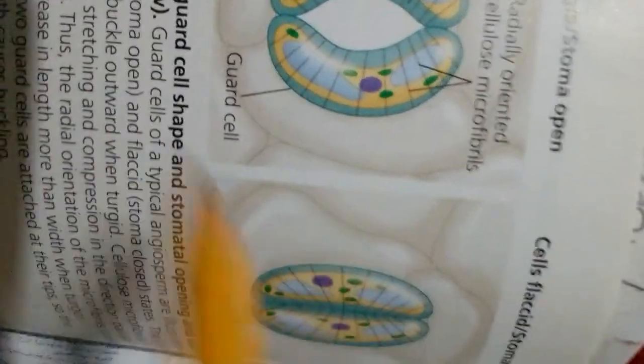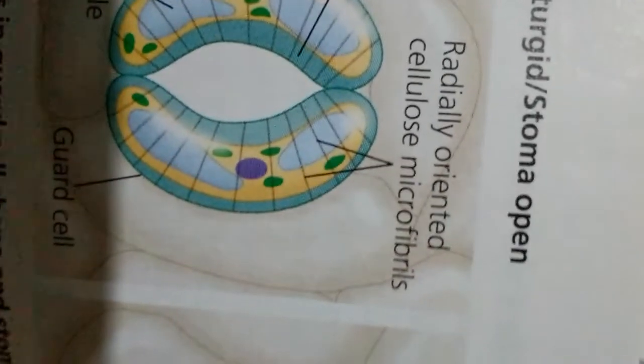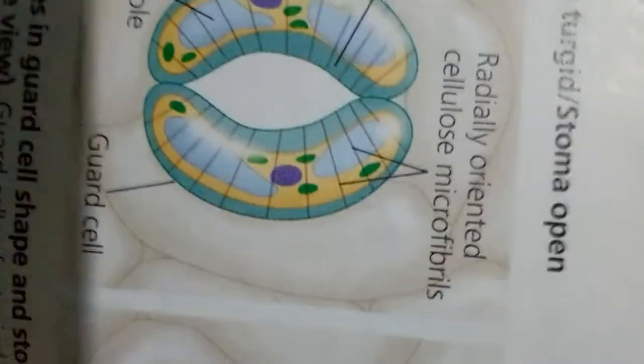The pair of guard cells buckle outward when turgid. Cellulose microfibrils resist stretching and compression in the direction parallel to the microfibrils. Thus, the radial orientation of microfibrils increases the length of the guard cells, which are attached to each other at their tips, so the increase in length causes buckling.